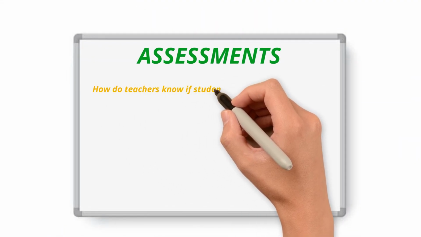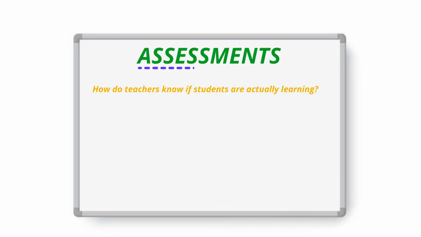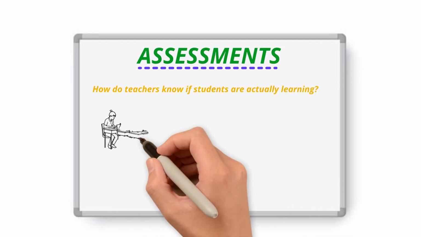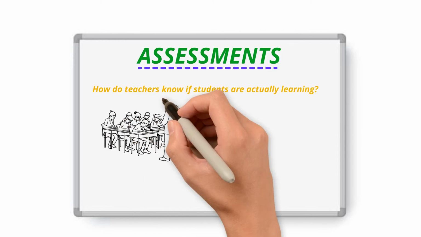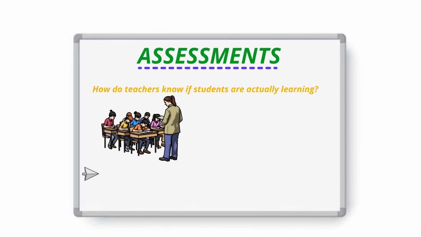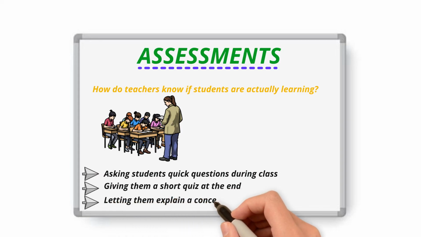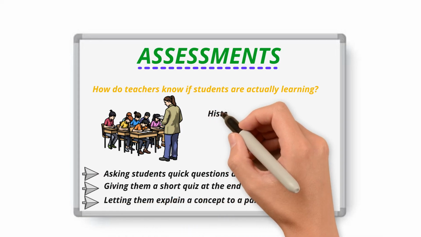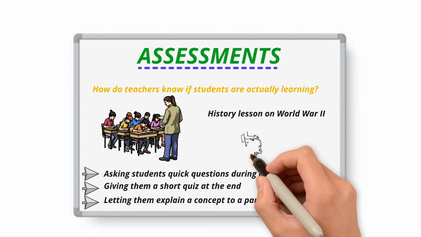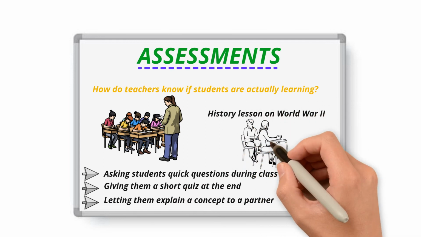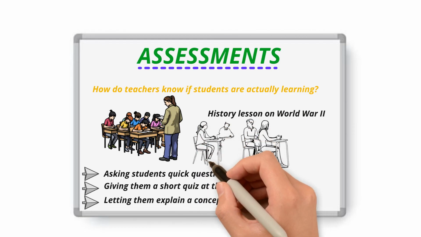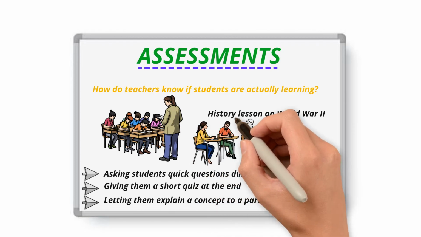3. Assessments. How do teachers know if students are actually learning? That's where assessments come in. Assessment doesn't always mean big tests or exams. It can be small things. Asking students quick questions during class. Giving them a short quiz at the end. Letting them explain a concept to a partner. For example, after teaching a history lesson on World War II, the teacher might ask, turn to your partner and explain one cause of the war in your own words. This simple check shows whether the concept really made sense.